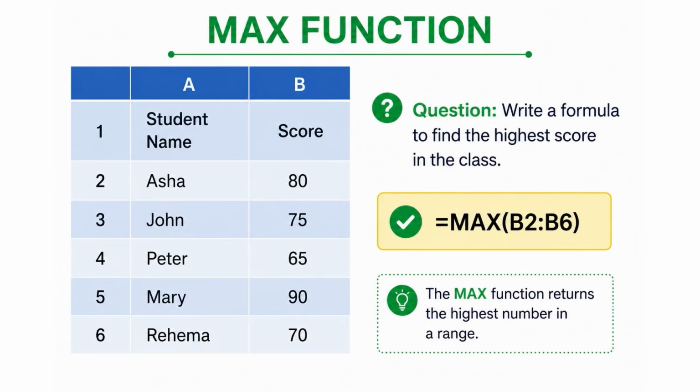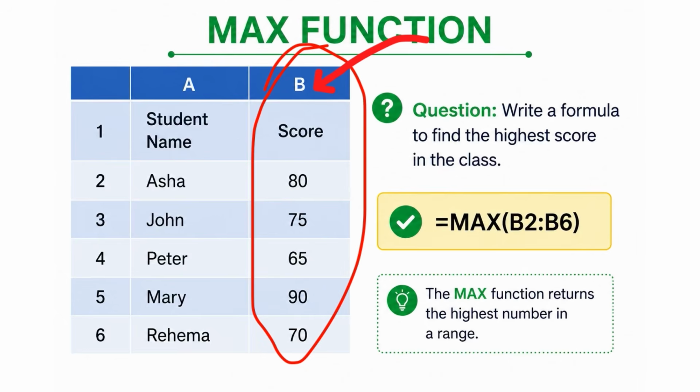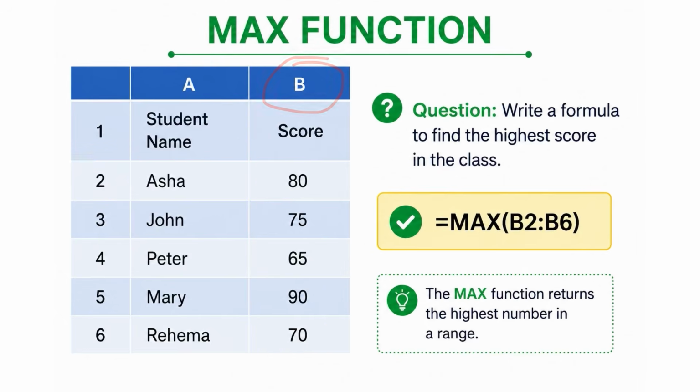In this example, we want to find the highest score in the class. First, we identify where the scores are located. We can see that the scores are in column B, from cell B2 up to cell B6. Since we are looking for the highest value, we use the max function. We then select the range B2 to B6. Therefore, the formula is equals max open bracket B2 colon B6 close bracket.